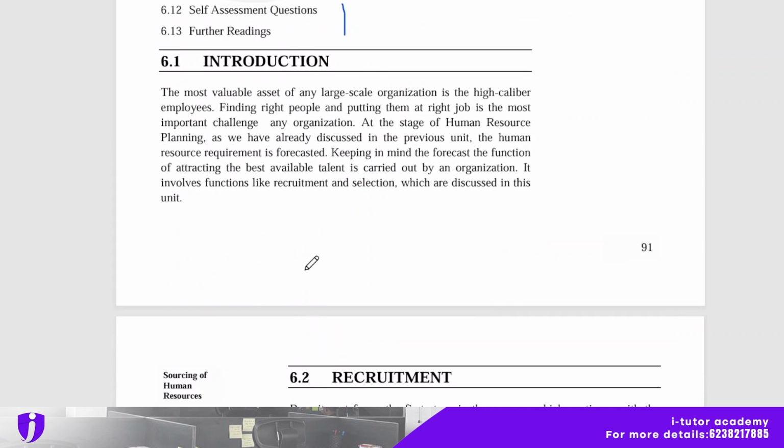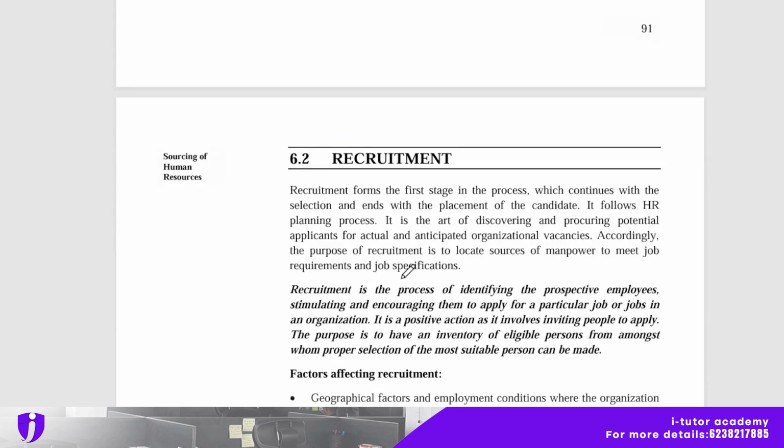The most valuable asset of any large scale organization is its high caliber employees. Finding the right people and putting them at the right job is the most important challenge for any organization. At the stage of human resource planning, as we have already discussed in the previous unit, the human resource requirement is forecasted. Keeping in mind the forecast, the function of attracting the best available talent is carried out by an organization. It involves functions like recruitment and selection, which are discussed in this unit.